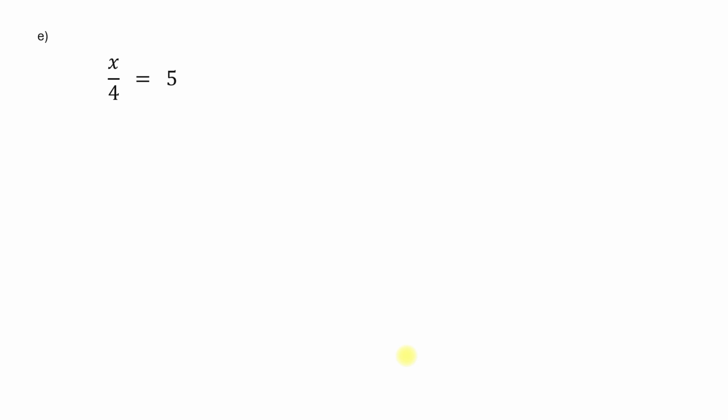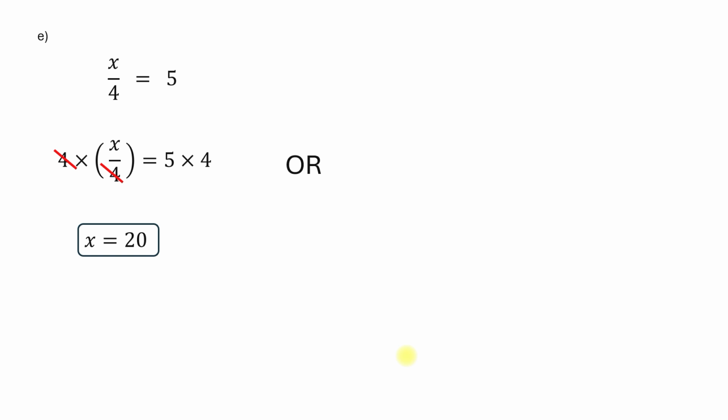Question E, x over 4 equals 5. Now, we have a 4 in the denominator. We want to get rid of that 4 in the denominator. We can do that by multiplying the whole left side by 4. If we do that, then we have to multiply the right side by 4 as well to keep it balanced. On the left side, the 4's cancel out, and then we're left with x equals 5 times 4, x equals 20.